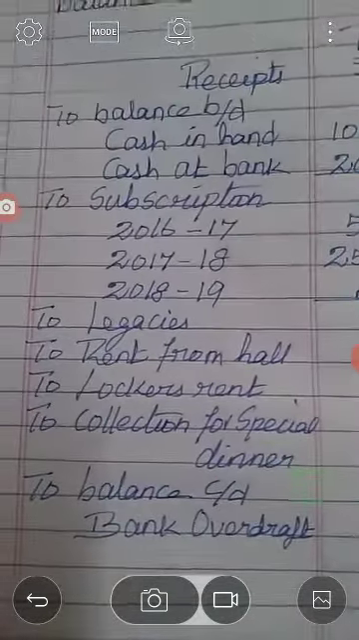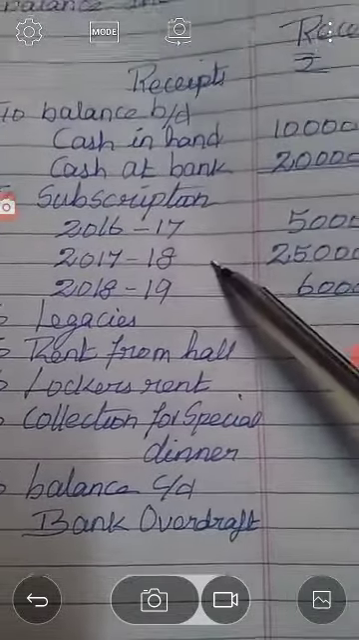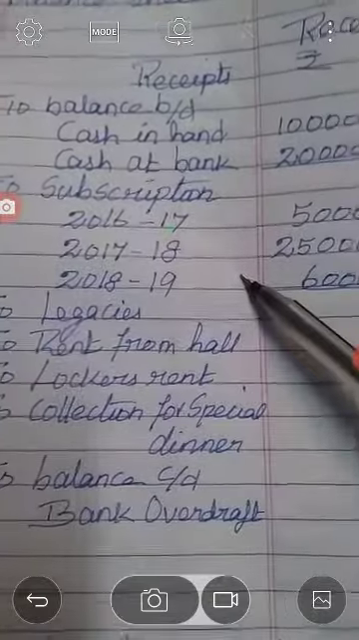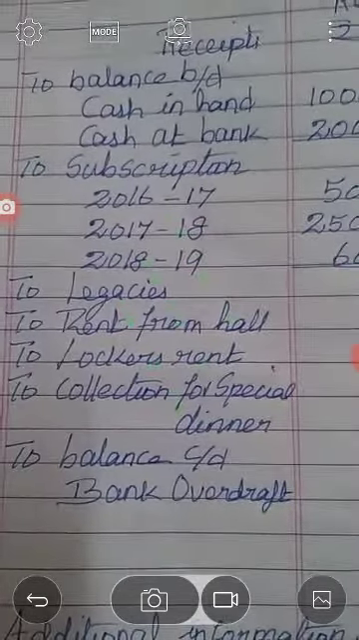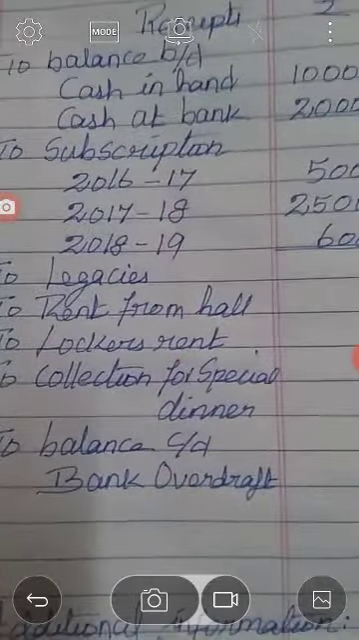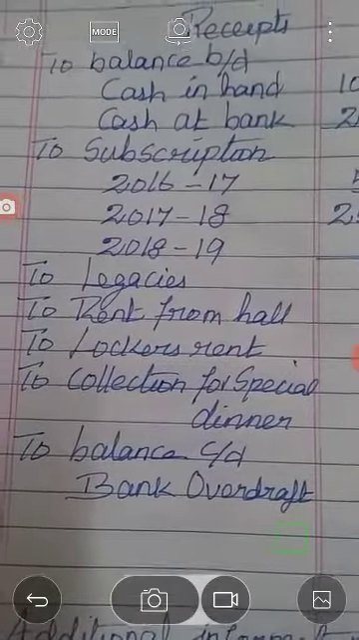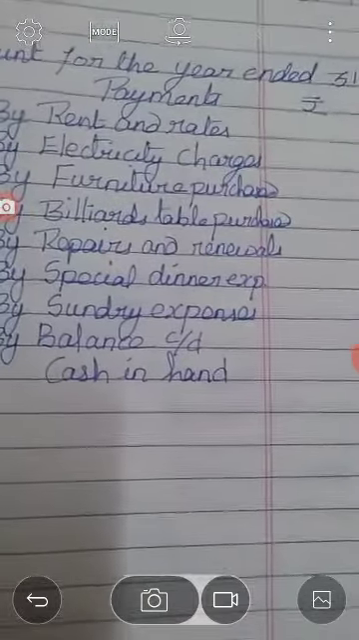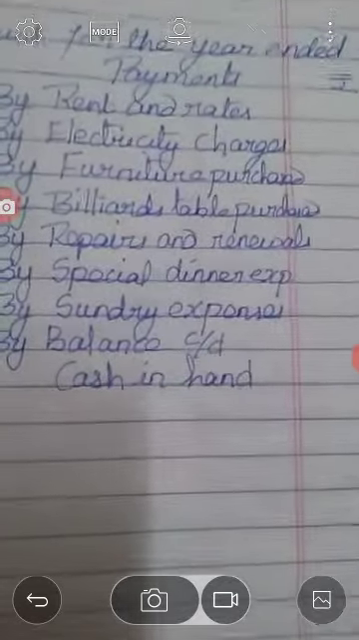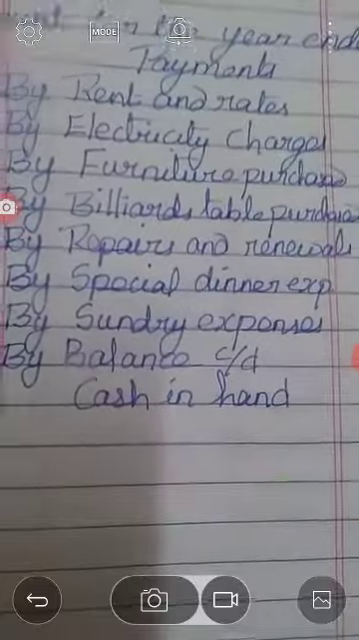So 3-year subscription is given. 2016-17 is the previous year, then 2017-18 is the current year, then 2018-19 is the subsequent year. So legacy, then rent from hall, then locus rent, collection for special dinner, then balance CBD, that is closing balance, it is given as bank overdraft. On the payment side, rent and taxes, electricity charges, furniture purchased, billiards table purchased, repairs and renewals, special dinner expenses, sundry expenses, by balance EBD, cash in hand.